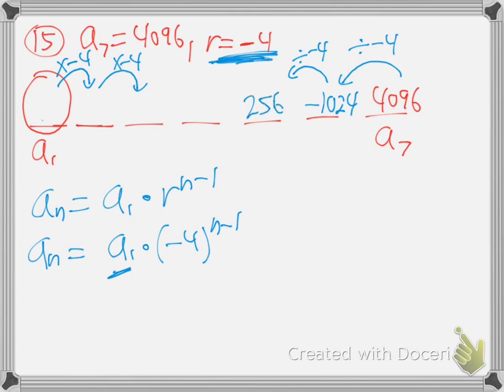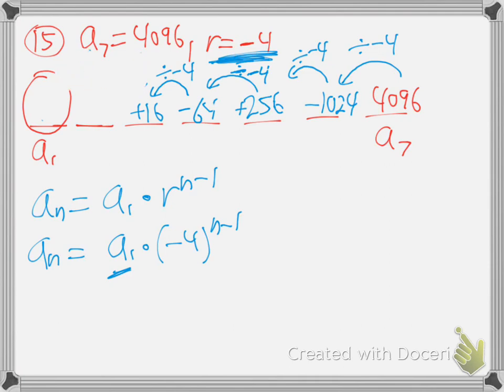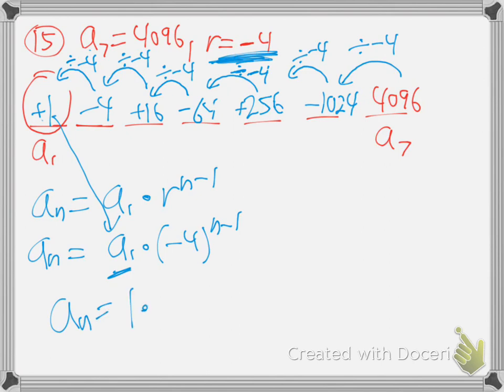Positive 256. And then divide again, negative. So just keep dividing by negative 4. Positive 16. Again, go backwards. Two more steps. We're almost there. It's going to be negative 4. And one more time, negative 4 divided by negative 4 is positive 1. There we go. So the a sub n formula is 1 times negative 4 to the n minus 1.